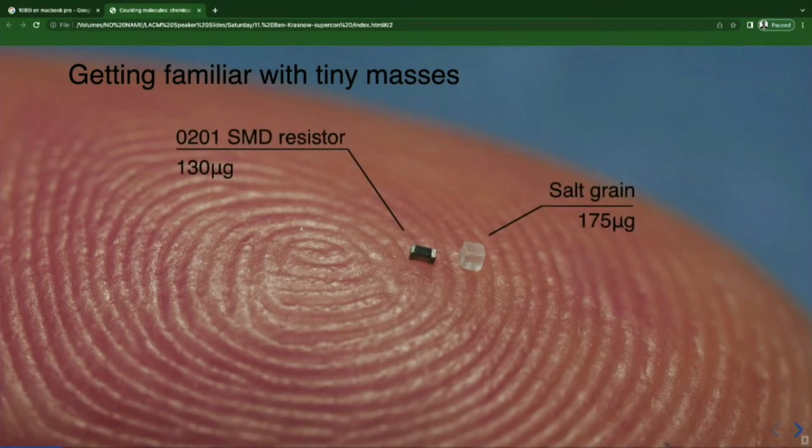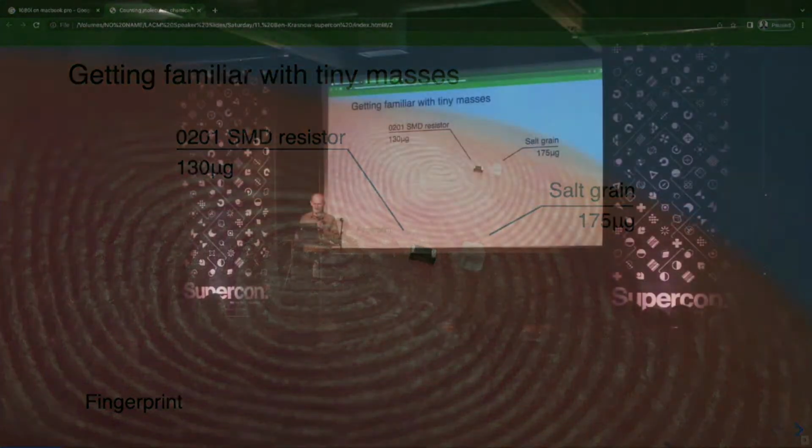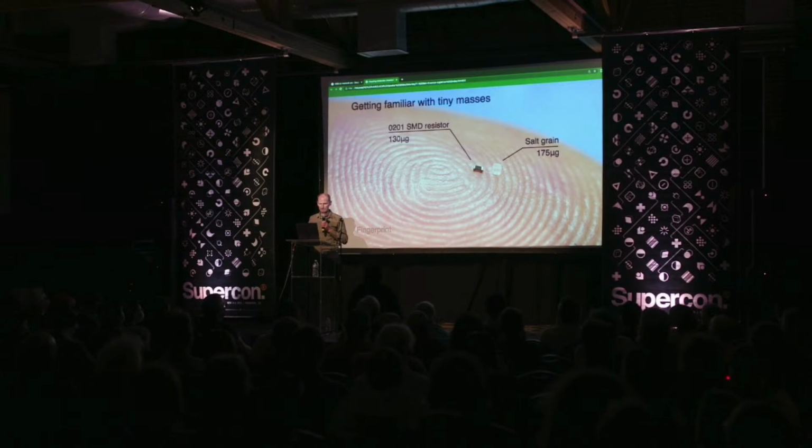So I like this crowd because when we talk about familiar masses, I can put up an 0201 SMD resistor, and you probably know how big that is. As it turns out, it's about 130 micrograms, and that's going to be by far the biggest thing we're going to talk about in this whole presentation. So micrograms are where we start out, and femto or picograms are where we're going to end up by the end of the talk. So this is starting off on the big side.